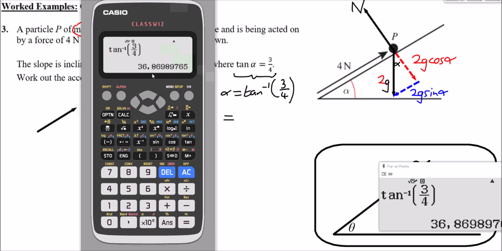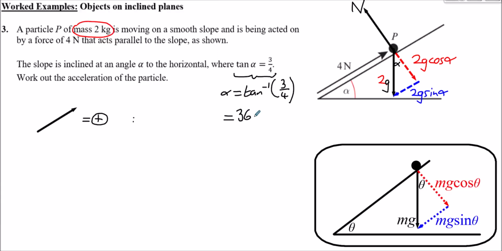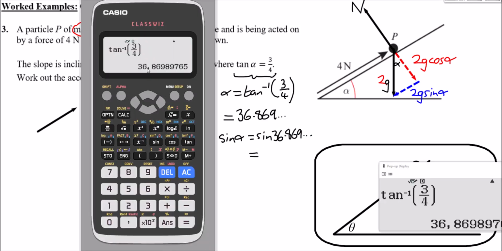We get a fairly ugly looking angle here. It's about 36.86989 and so on. But if you leave this in this exact form and then do sine and cosine of this angle, then sine alpha is sine 36.869 and so on and so on. But if I leave it in this exact form, which the calculator's given me, and just press sine of the answer, weirdly I get 3/5 exactly.